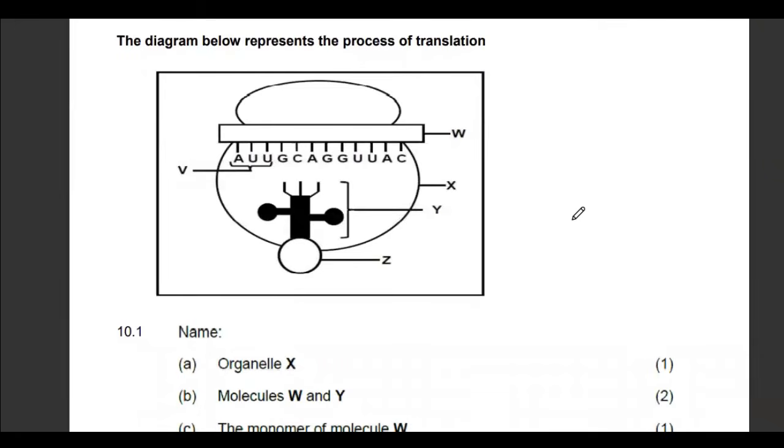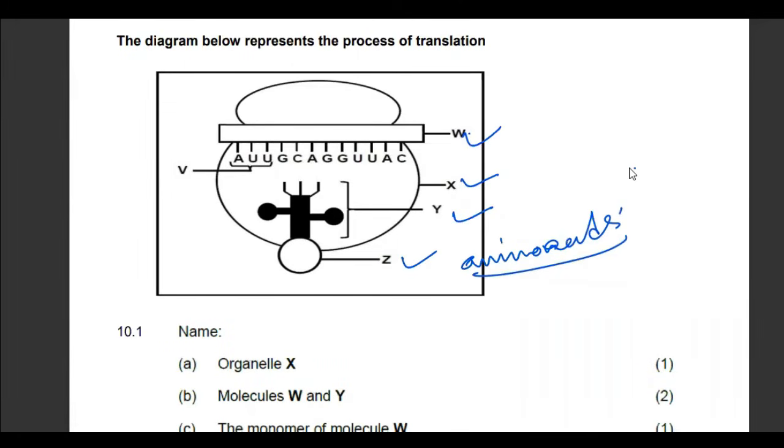And then when you come here, this is translation, because it is occurring on the ribosome. So what is A? A is messenger RNA. B is the ribosome. And what is C? C is the transfer RNA. What is Z? Z is the amino acid. So these are the monomers of the protein, the amino acids. And then this is the transfer RNA. You have seen it. And then this is the ribosome, and this is the messenger RNA.